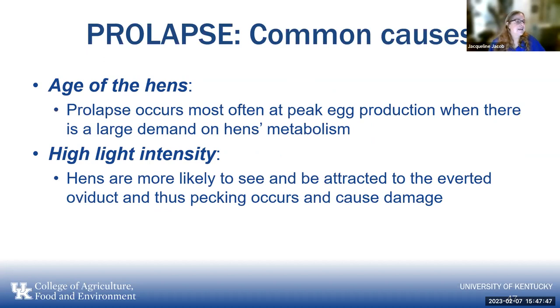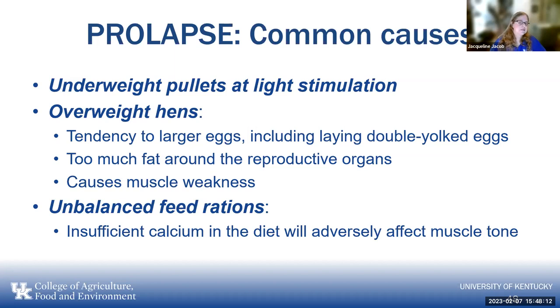So some of the common causes: the age of the hens, as prolapse occurs most often at peak egg production when there's a large demand on the hen's metabolism. If there is high light intensity, other hens in the flock are more likely to see and start pecking on it, causing damage so that it cannot go back in. Underweight birds at light stimulation can cause it. Overweight birds can do it. They have a tendency to larger eggs, including laying double yolked eggs. Too much fat around the reproductive organs can cause muscle weakness. Unbalanced feed rations can result in insufficient calcium in the diet, which will adversely affect the muscle tone. So that's where the muscles involved in the egg laying and retraction of the oviduct don't function properly.